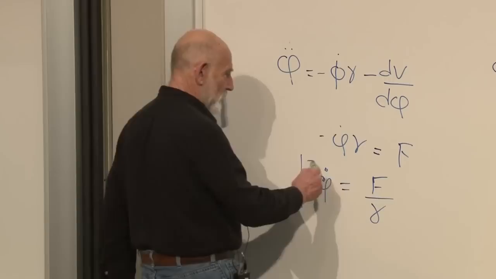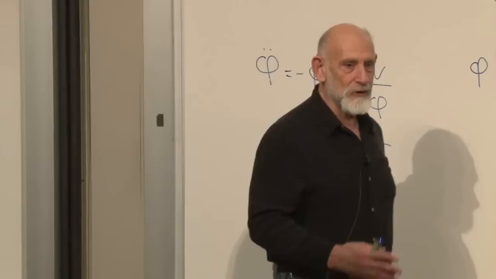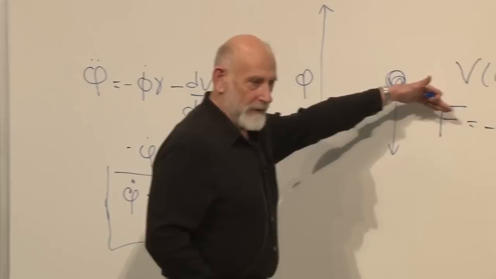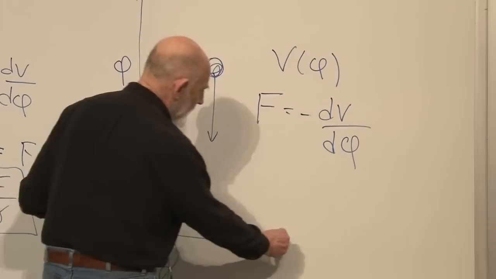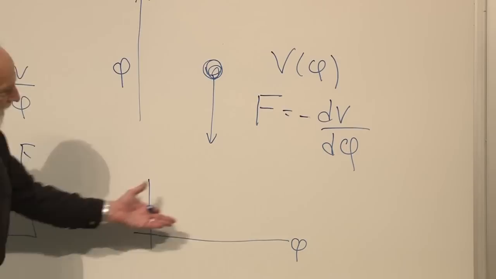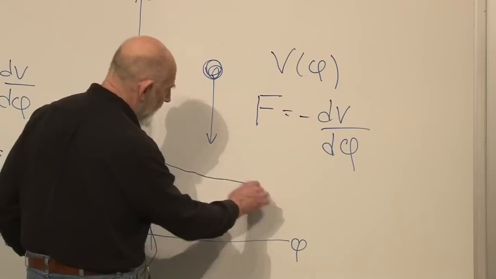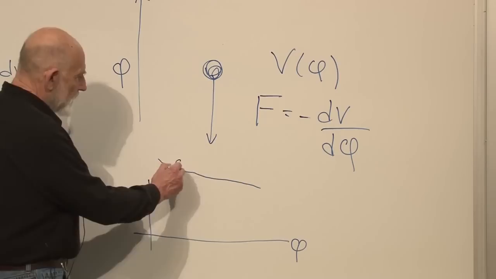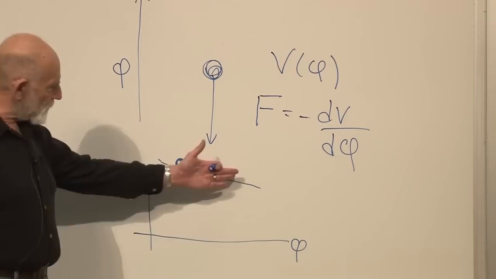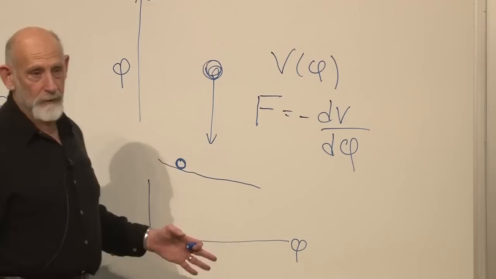And what does it do? It slows things down. In particular, if V of phi has a shallow slope, let's plot V of phi. Let's plot phi plotted horizontally, even though phi is the vertical direction. And let's suppose that V of phi is a rather shallow hill. If it's a rather shallow hill and the viscosity coefficient here is large, the stone falling along this potential energy will simply take a long, long time to roll down the hill. That's the situation we will want to be in.